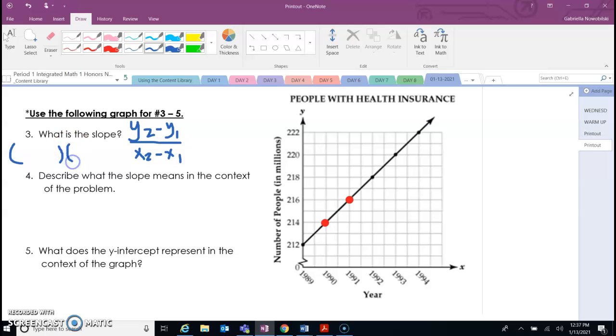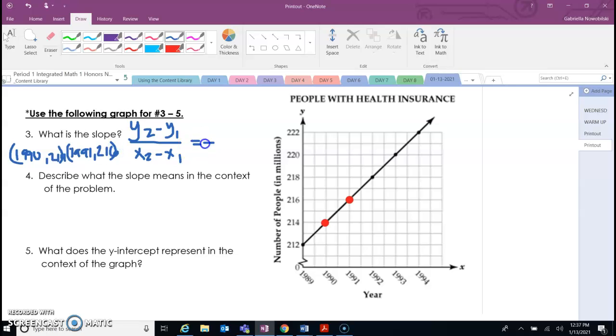Then I'm going to go ahead and take 2 points from my graph. I'm going to choose the two that I highlighted in red here. So on the bottom I have years, so that's my x. So I have 1990, comma 214. Try to fit that as best I can. And then I have 1991, comma 216.